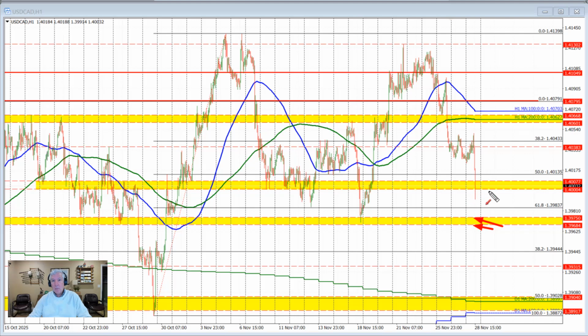So look for resistance here off the stronger than expected GDP, and down here between the 139.68 to 139.75 should be pretty solid support on at least the first test. If we do break below that level, the bias would be more negative, looking for further downside momentum.